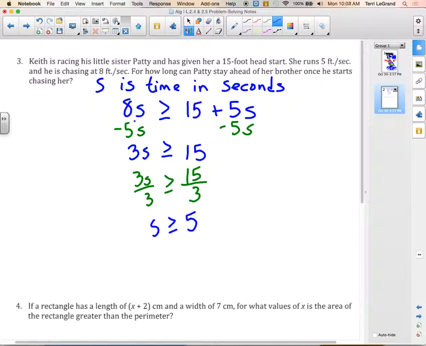It says the time in seconds is greater than or equal to 5. For how long can Patty stay ahead of her brother once he starts chasing her? So she can stay ahead of him for 5 seconds. Okay. Will she be ahead of him at 5 seconds? No. What will happen at 5 seconds? He should be right beside her, right? He should have caught up to her at 5 seconds. So do you think the equal to bar should be there? No, because it wants to know how long can she stay ahead. So we need to get that equal to bar out of there. That's got to go.